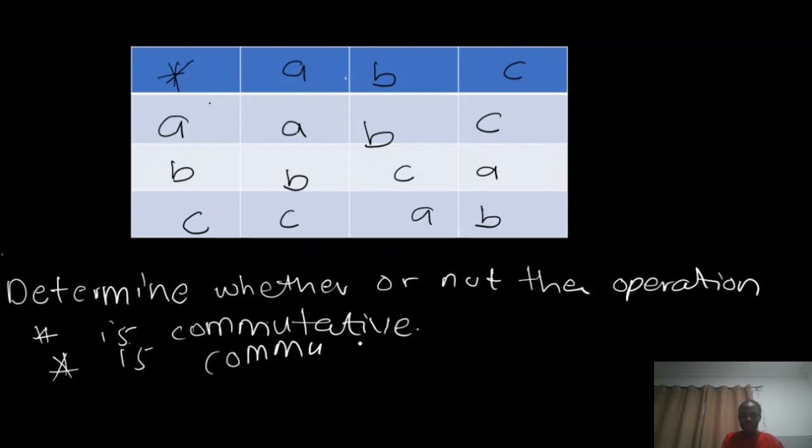So our star is commutative, because from the table, if you change the order of the elements you are dealing with, we are getting the same result. When we did A star B and we came to check B star A, our results were the same. So basically, that is it under the commutative property. If you change the order of the elements you are working with, your result does not change. That's all about the commutative property.